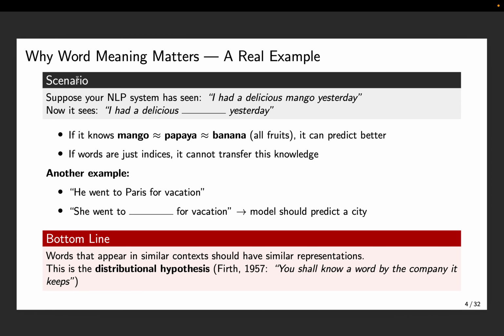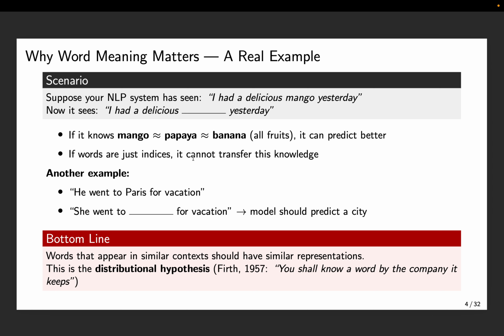Let me make this more concrete with a real world example. Suppose your NLP system has been trained on a corpus and has seen this sentence: I had a delicious mango yesterday. Now during testing it sees an incomplete sentence: I had a delicious blank yesterday. If the model knows that mango, papaya, and banana are all fruits that appear in similar contexts, it can make an educated guess. So it knows that the blank should be filled with something edible, something fruit like. But if words are just indices, the model sees mango as number 47, papaya as number 3112. It has no way to know they are related.